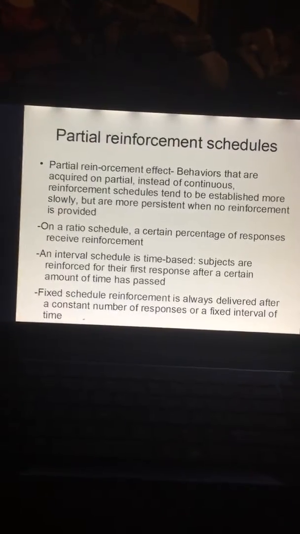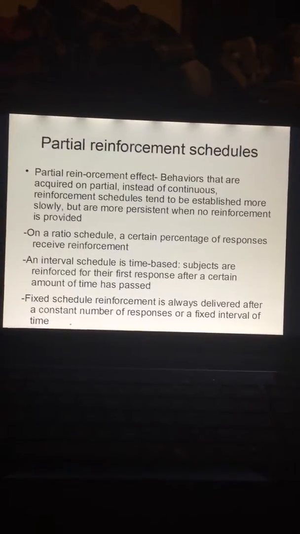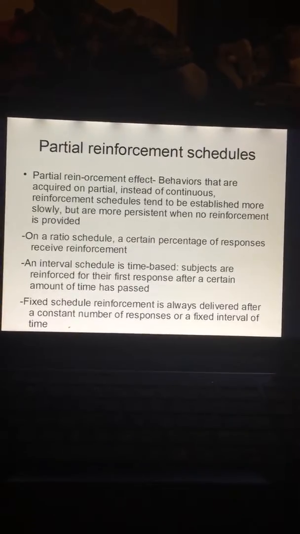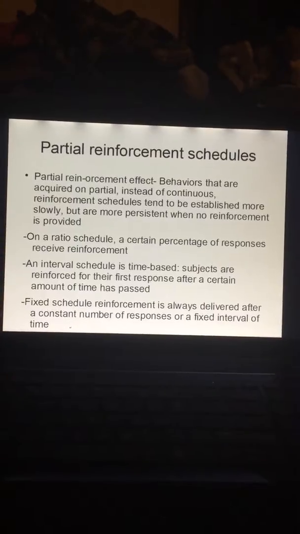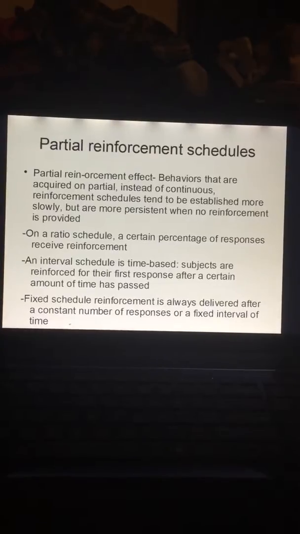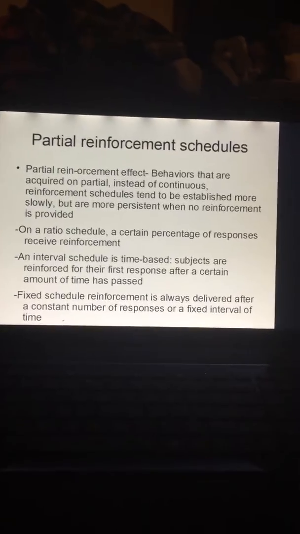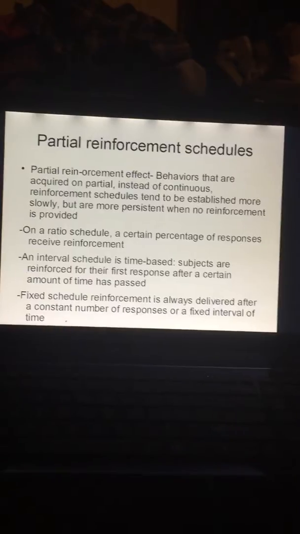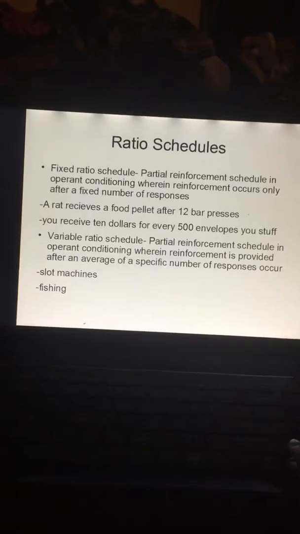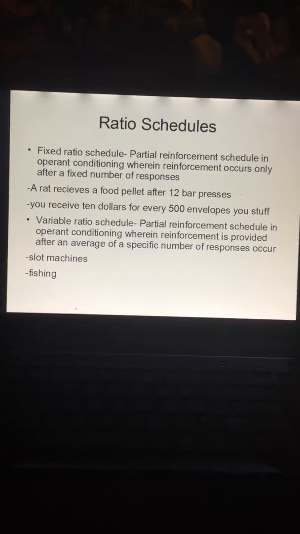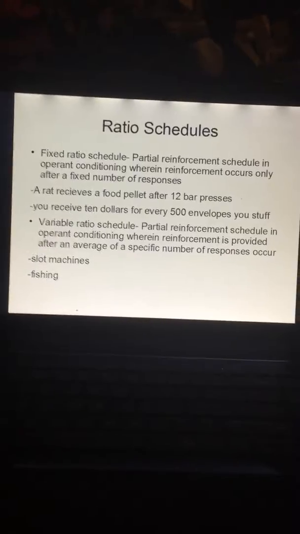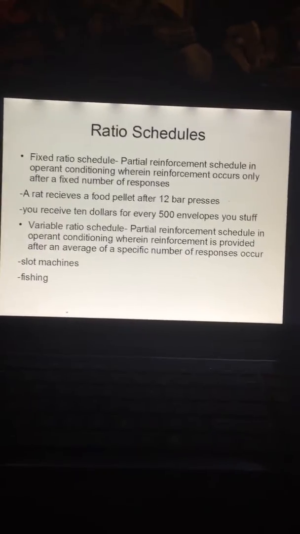So in a ratio schedule, a certain percentage of responses receive reinforcement. An interval schedule is time-based. Now, you can have fixed ratio schedules or variable ratio schedules. A fixed schedule of reinforcement is always delivered after a constant number of responses or a fixed interval of time. A fixed ratio schedule is when reinforcement occurs only after a fixed number of responses. That's a fixed ratio schedule.